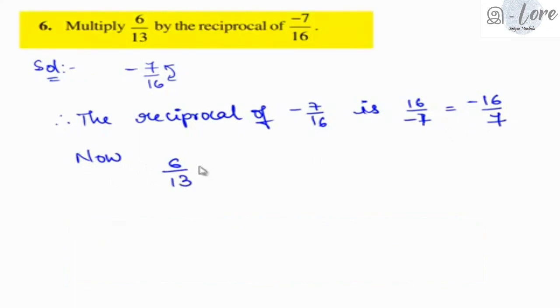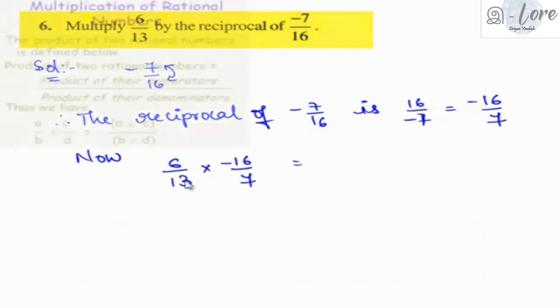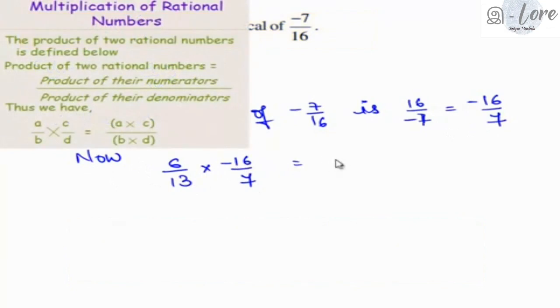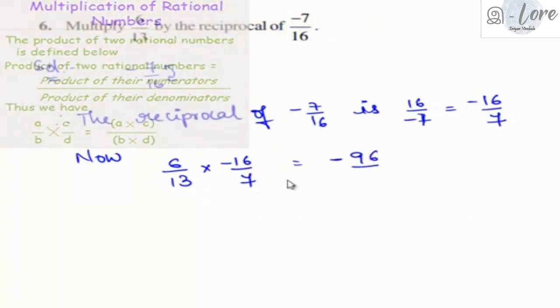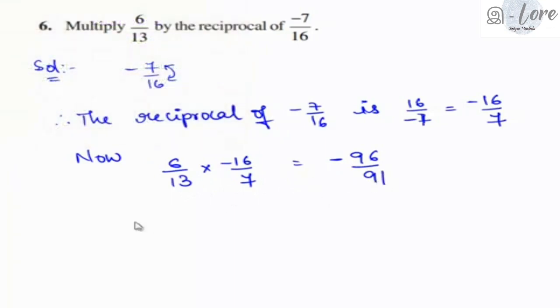Now we multiply 6 by 13 with minus 16 by 7. Using the rule for multiplying rational numbers, product of numerators by product of denominators, 6 into minus 16 will be minus 96, and 13 into 7 is equal to 91. Therefore, the final answer is minus 96 by 91. Okay, let us move on to the 10th question.